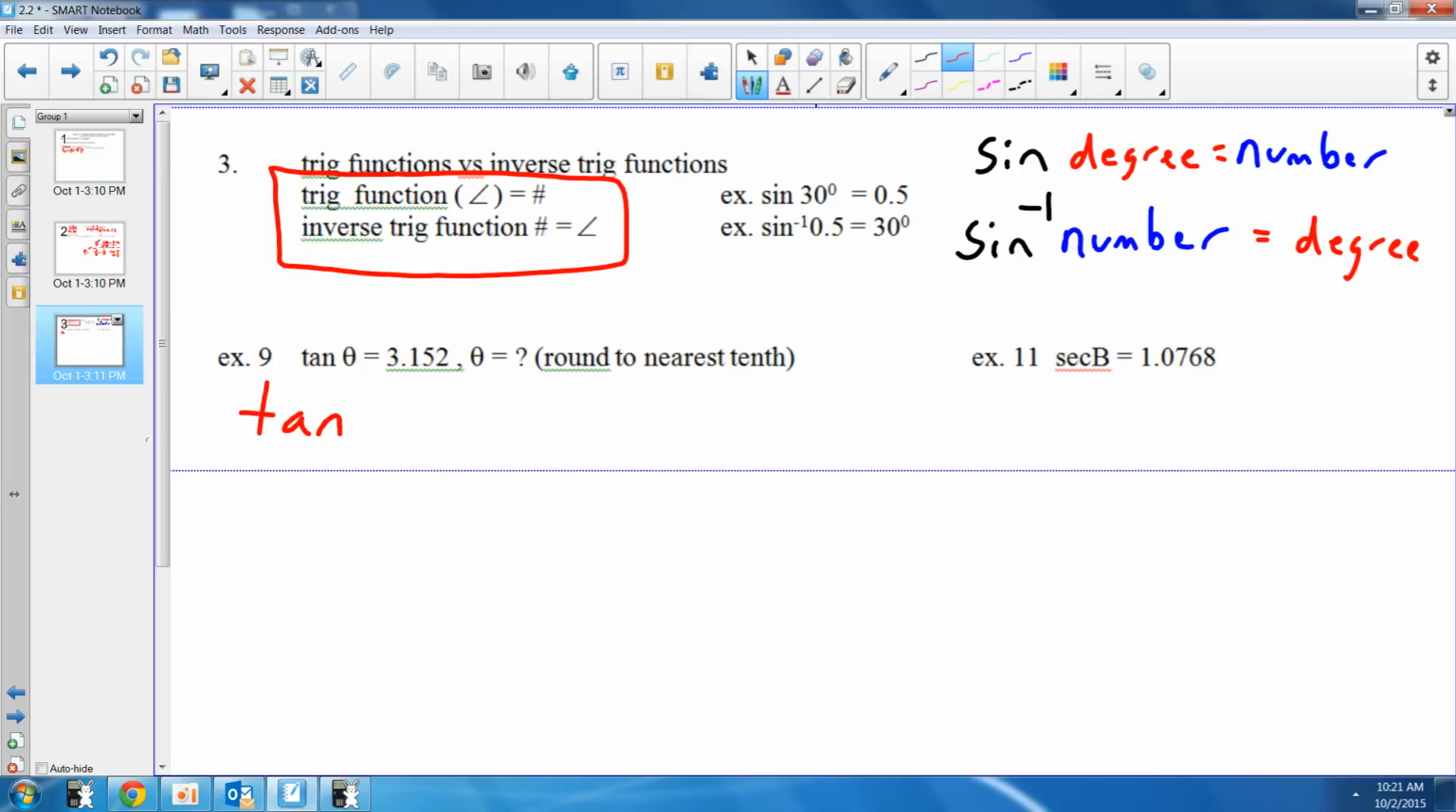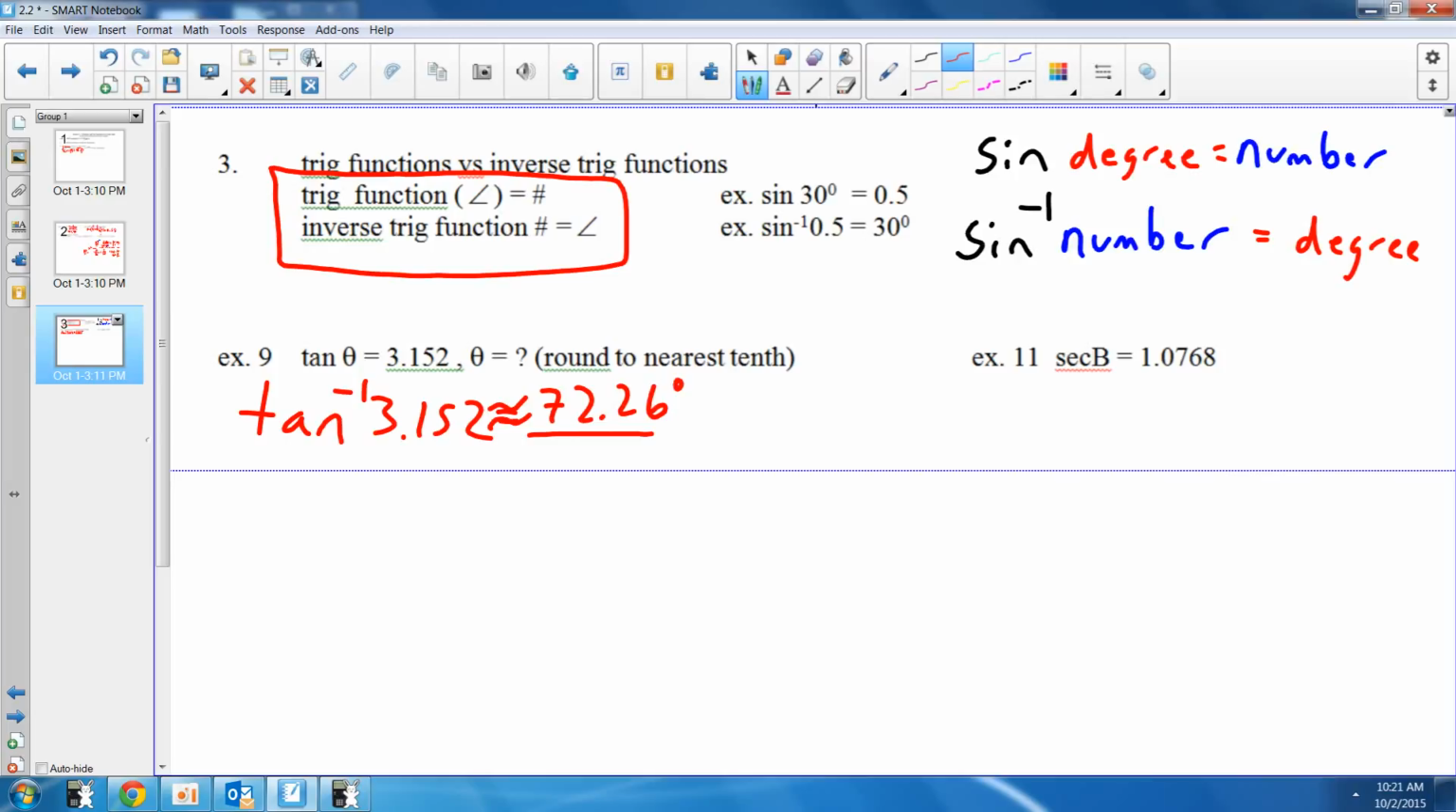Tangent inverse 3.152 equals whatever my angle is going to be. As I type that in my calculator, it's pretty straightforward, and you'll see that you're going to end up with 72.26 degrees. And that's approximately. Not so hard. For some reason on the next problem, that's where students have troubles.